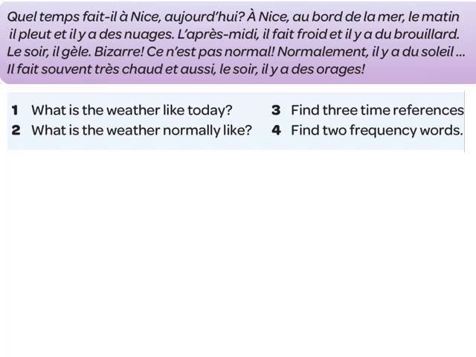Quel temps fait-il à Nice aujourd'hui? À Nice, au bord de la mer, le matin, il pleut et il y a des nuages. L'après-midi, il fait froid et il y a du brouillard. Le soir, il gèle. Bizarre. Ce n'est pas normal. Normalement, il y a du soleil. Il fait souvent très chaud et aussi le soir, il y a des orages. So, what's the weather like today?